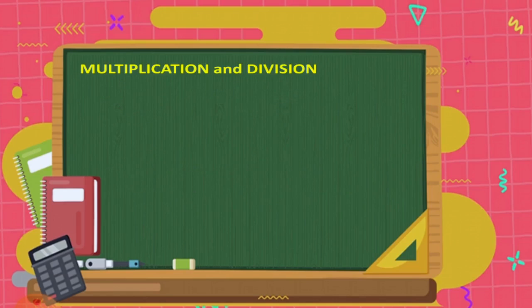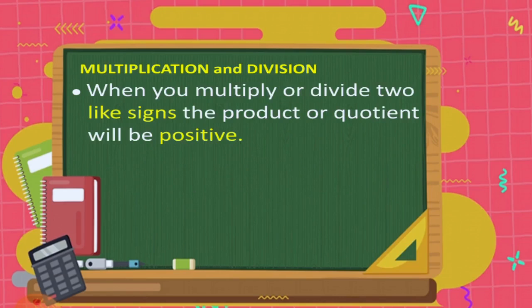Let us proceed to multiplication and division. What is the rule? When you multiply or divide two like signs, the product or quotient will be positive. Example, 5 times 7 is positive 35. Two positive signs, like signs, the result is positive 35.